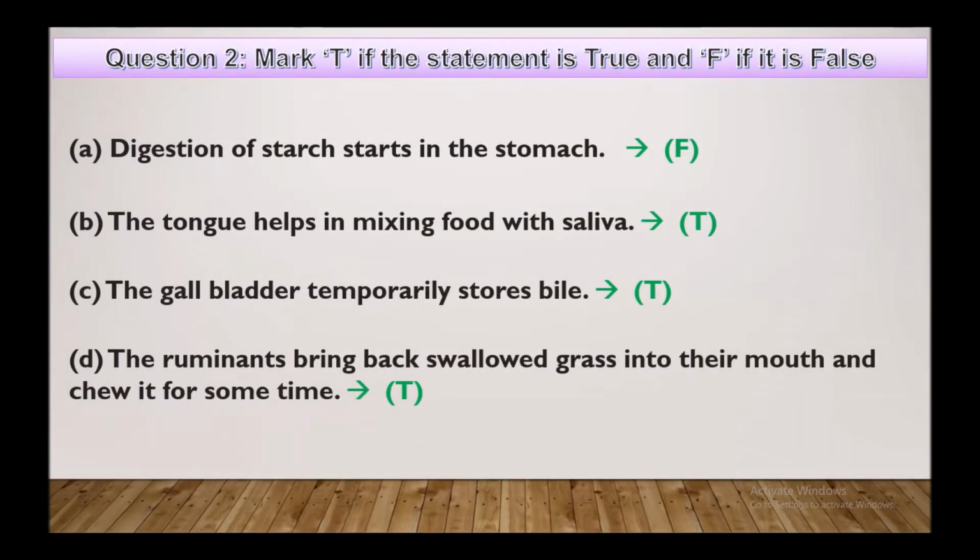The second question is mark T if the statement is true and F if it is false. So let's see true or false. Digestion of starch starts in the stomach. False. The tongue helps in mixing food with saliva. True. The gallbladder temporarily stores bile. True. The ruminants bring back swallowed grass into their mouth and chew it for some time. True.